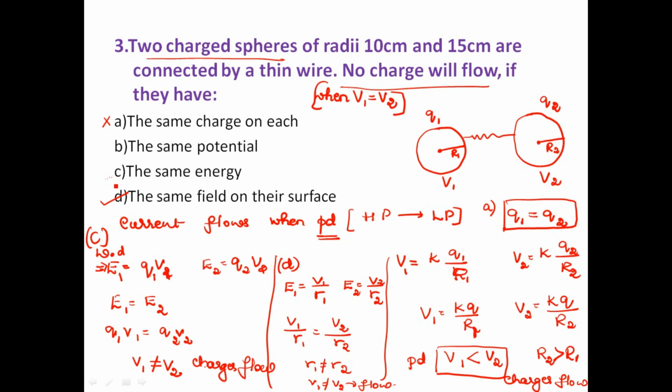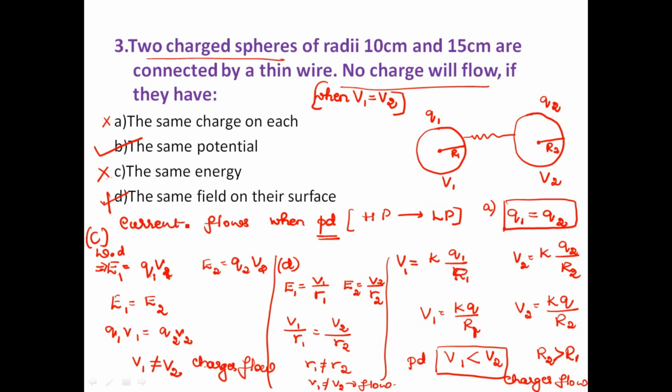So in all three options, we have found that charges being equal made the potentials different, energy being the same made the potentials different, and field being the same also made the potentials different. Got the point? Potentials are different for options A, C and D, and we have proved it. What about option B? Charges are not going to flow only when there is the same potential. That is why option B is the correct one here.